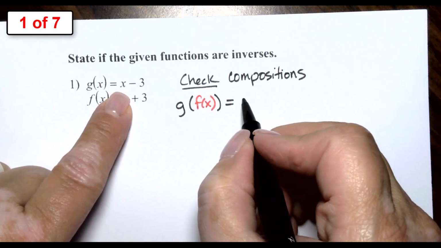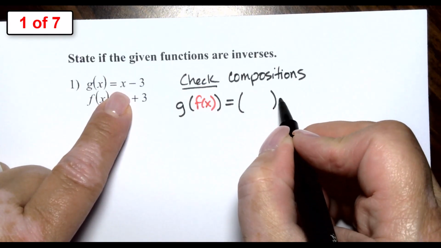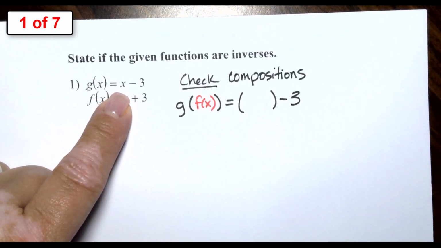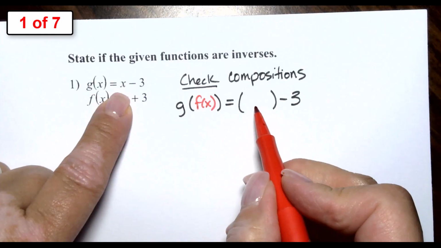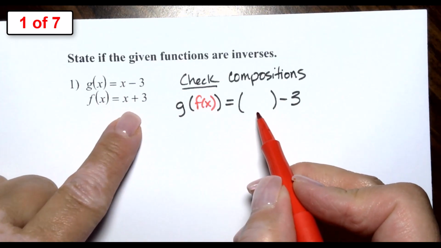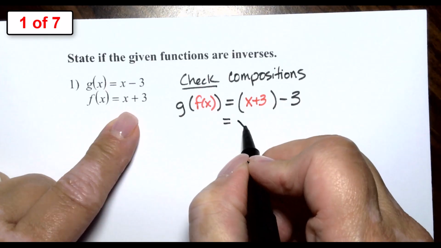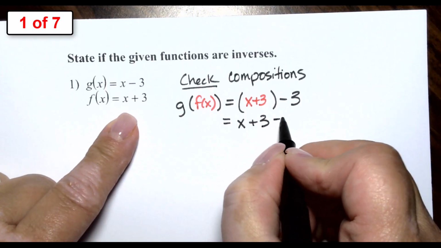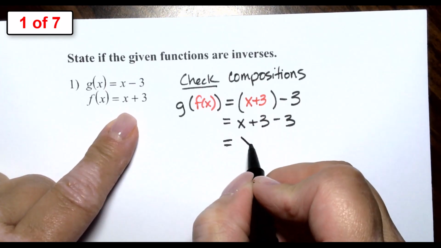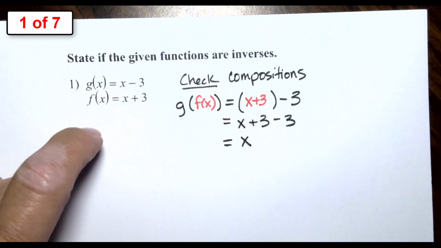Now when I write out the function, I won't put an x, I'll just leave a space. And I'm going to put f of x right there. And f of x is x plus 3. Simplify that to see what you get. And you get x, which is what you're going for.